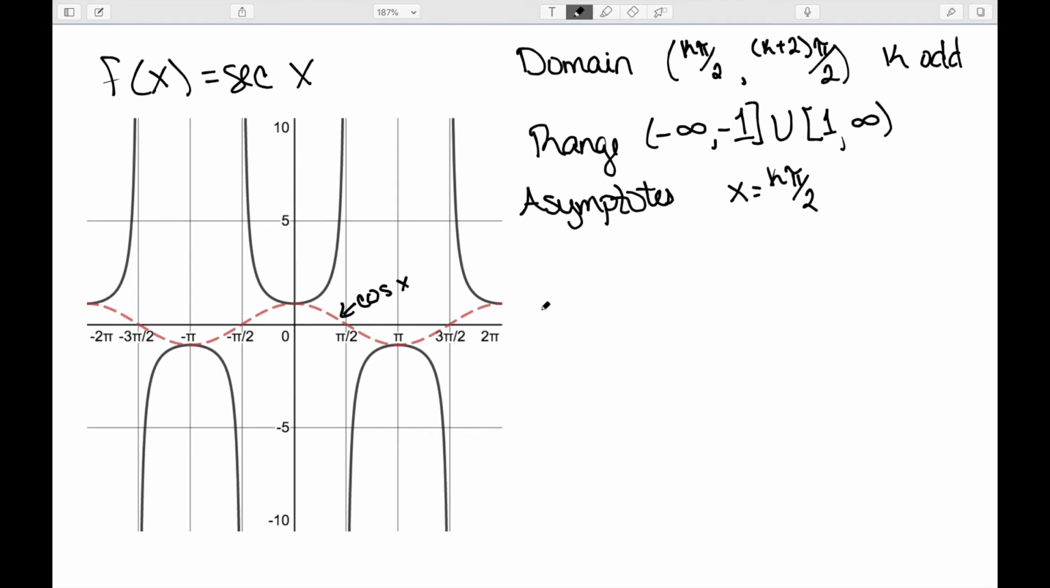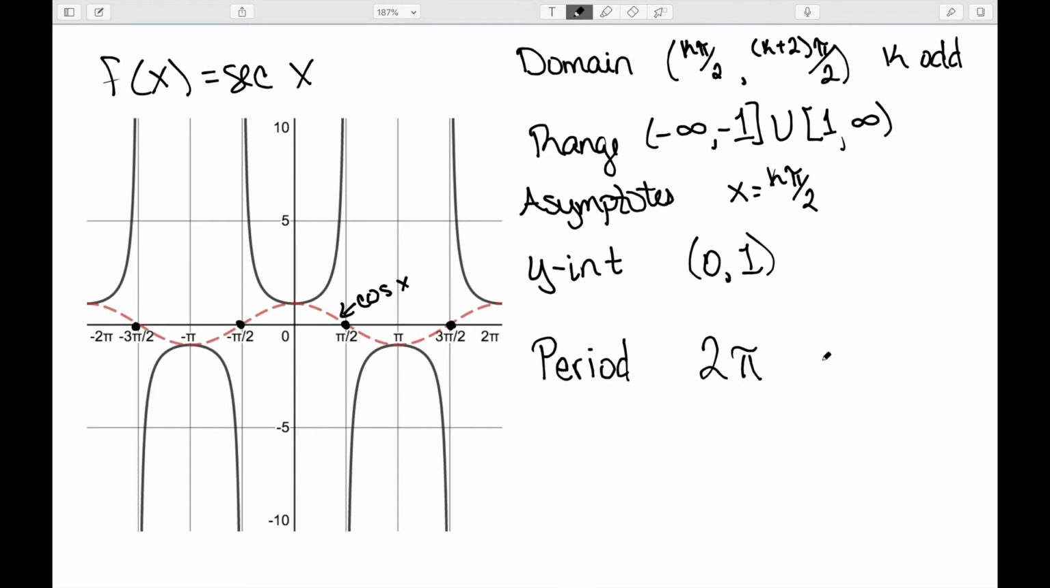I have these asymptotes at kπ/2, where k is an odd integer. And we'll notice that these asymptotes occur where the graph of cosine actually crosses the x-axis. Where the x-intercepts of cosine occur, the asymptotes of secant occur. My y-intercept is (0, 1). I cross the y-axis at 1. And I can see that I have no x-intercepts. Finally, I can see that the period is 2π, just like it is for cosine.